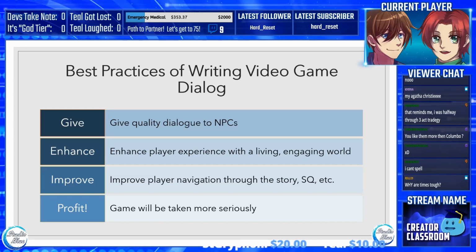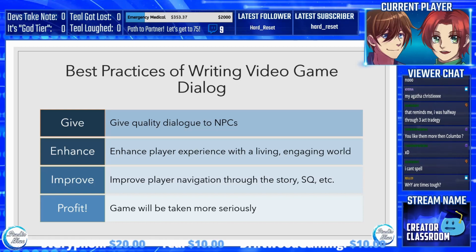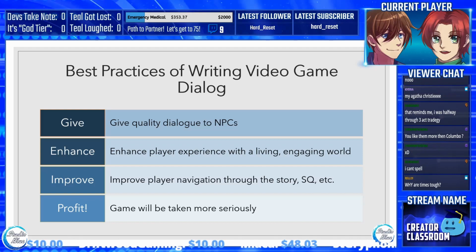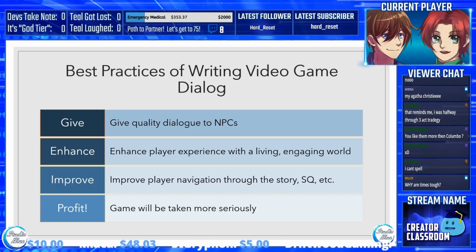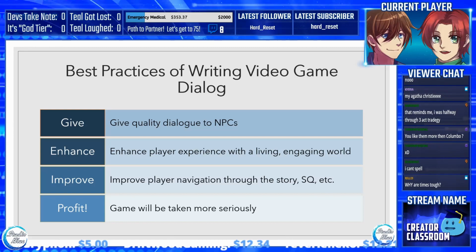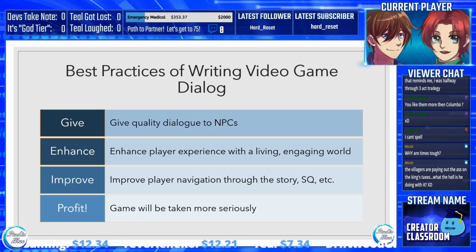Like Teal said in a previous slide, even your random convos made by a random person on the side may not have meaning to exactly what the hero is doing, but they have meaning to that character. Unless a person is being silly, nobody says something just to have words come out of their mouth. Exactly. The villagers are paying out of the ass in the king's taxes. What the hell is he doing with it? Thank you, Rilo. Yep. Exactly.